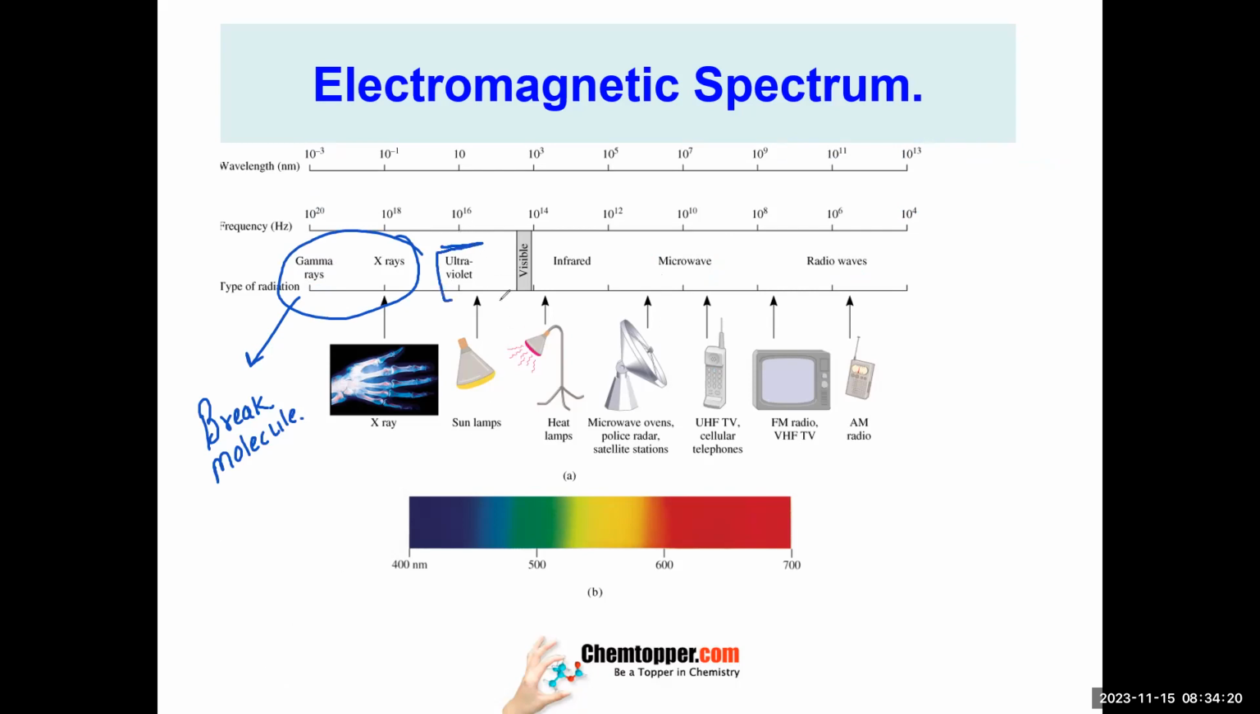But ultraviolet and visible, they will excite the electrons. So please write down these things. Gamma rays and X-rays break the molecule by breaking bonds. Breaking bonds because the energy is so high, so chemical bonds are broken. But UV and visible are not so high in energy, but sufficiently high to excite electrons. So please write down.